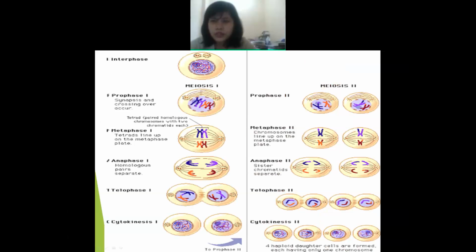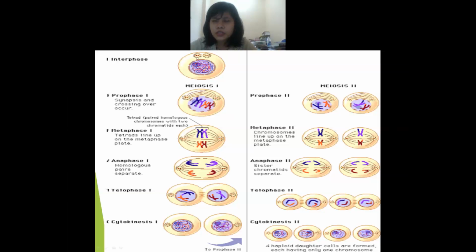So in the interphase you just see the nucleolus was there and the nuclear envelope was also there. Can you see it or not? But in this prophase 1 you will see that all these are invisible. They are not visible anymore.